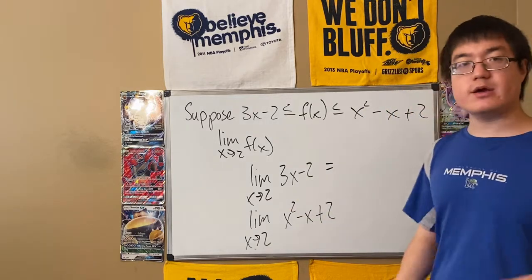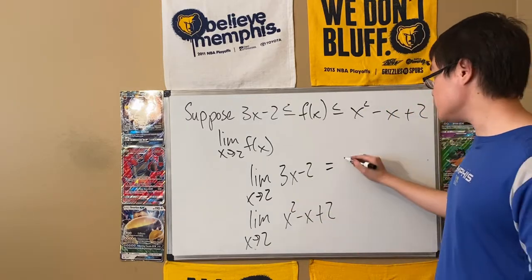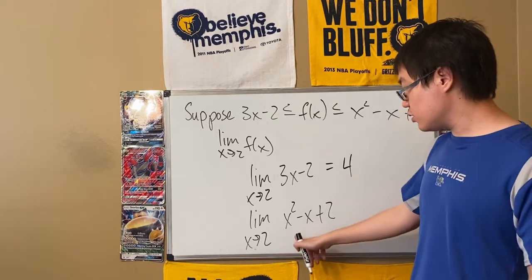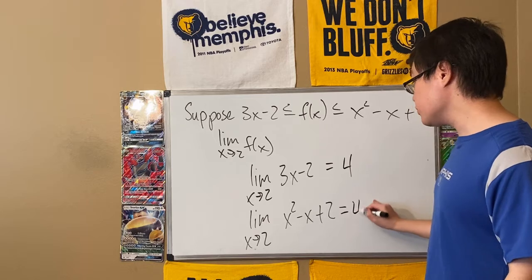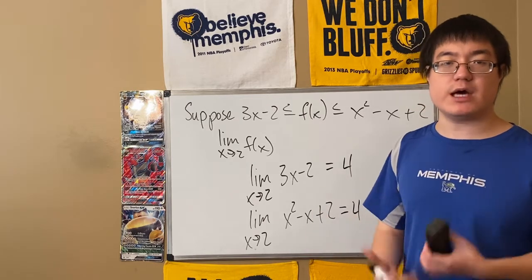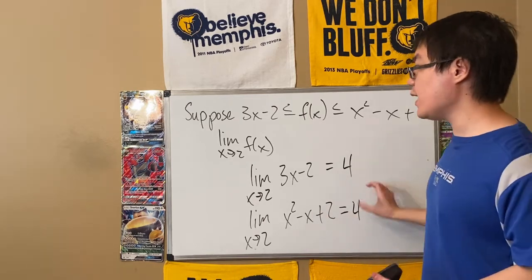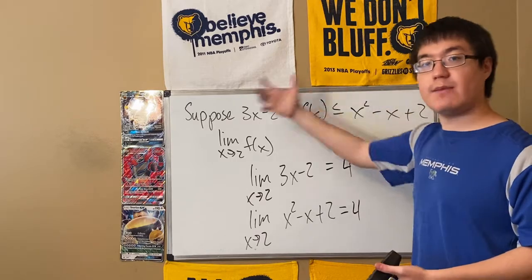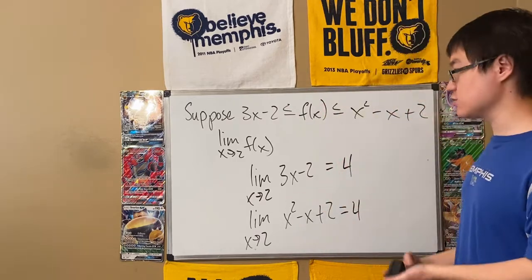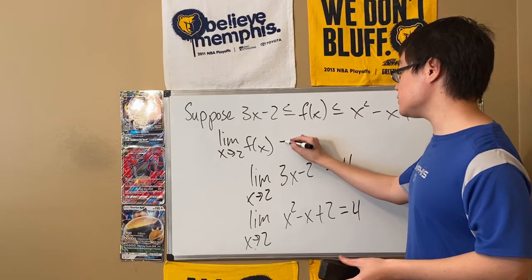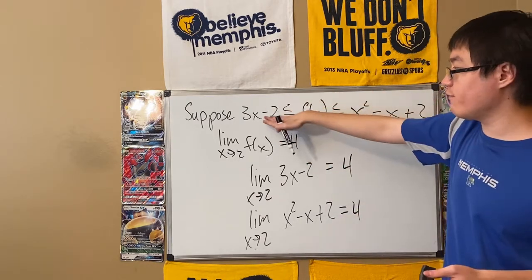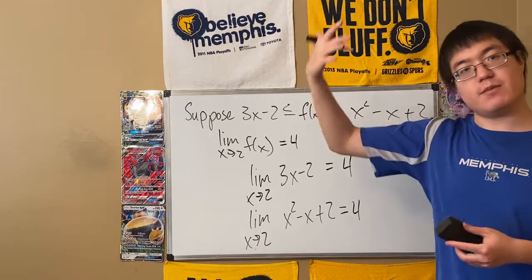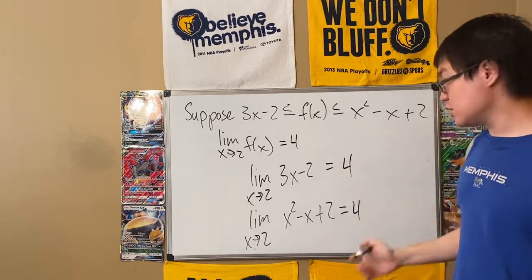Well, when you plug in 2 here, it's going to be 6 minus 2, that is 4. Then when you plug in 2 here, you're going to get 4 minus 2 plus 2, that is also 4. So this is perfectly the situation that we want. We need these numbers to match, and we need our function to be in between these other functions, and that's the squeeze theorem. So for example, this answer is going to be 4 because the limit of the left one, thus the underneath function, is equal to the limit of the above one, the right function.